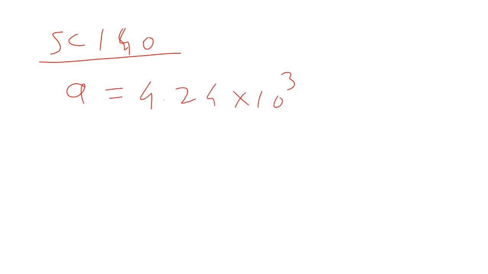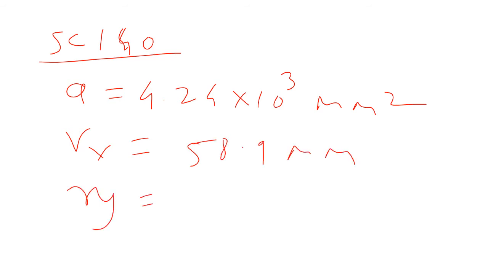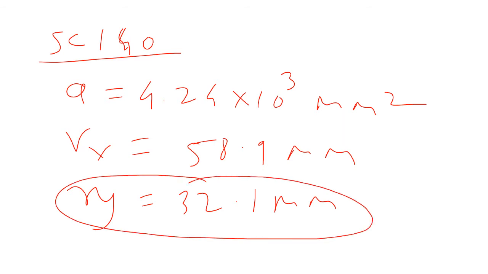So properties for this particular SC140: area of this section is 4.24 into 10 raised to 3 millimeter square. Then Rx, that is radius of gyration in x direction, is 58.9 millimeter. Ry, that is radius of gyration in y direction, is 32.1 millimeter. We need the minimum of the two, so definitely this is the minimum, 32.1. Why do we need the minimum? To find the lambda max, right? So lambda max is equal to l divided by r minimum.